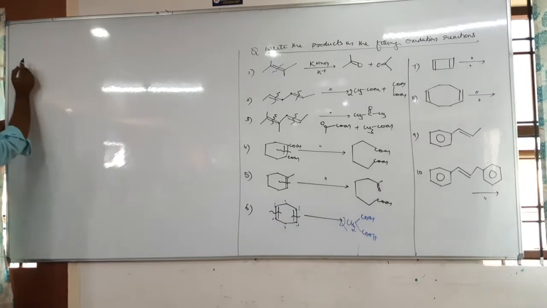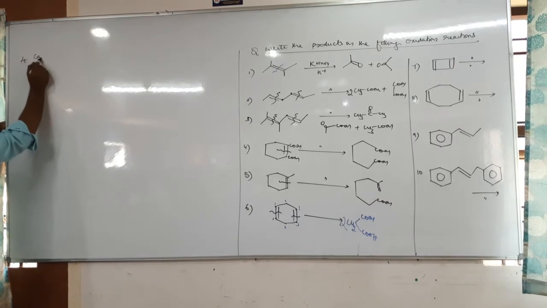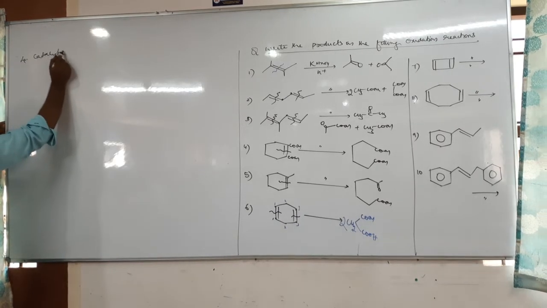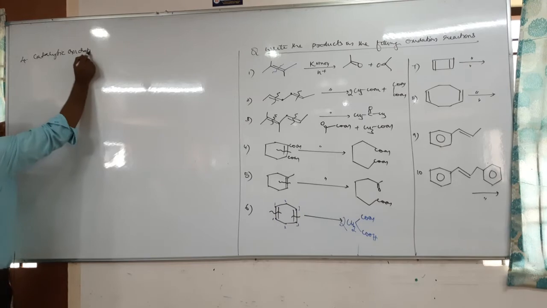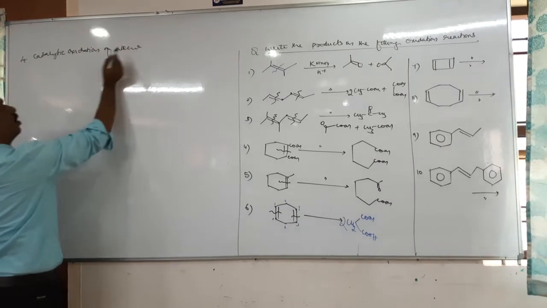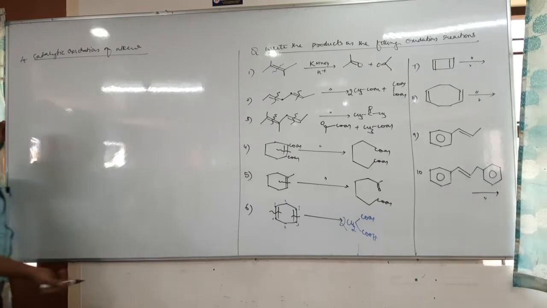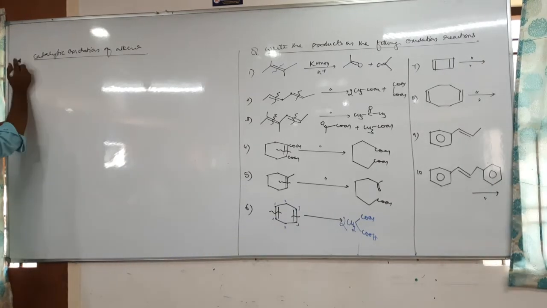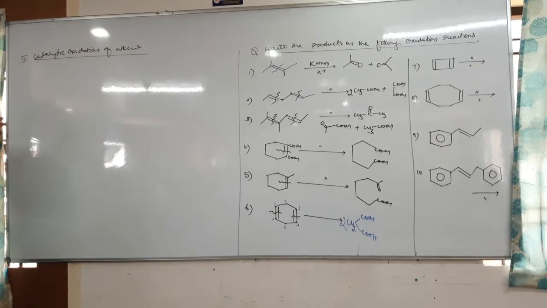Next, fourth one, catalytic oxidation of alkene. Fifth one, catalytic oxidation of alkene.